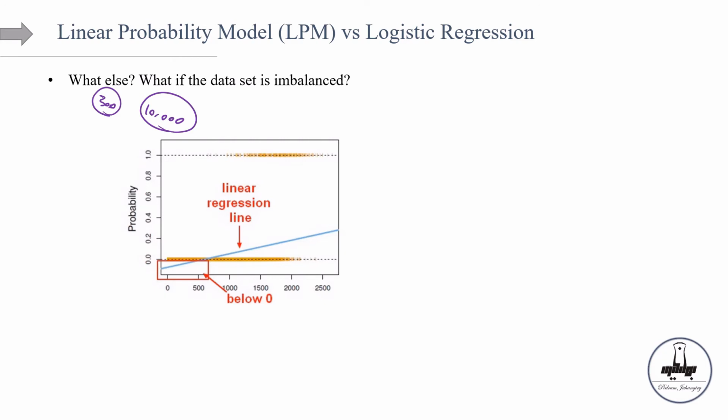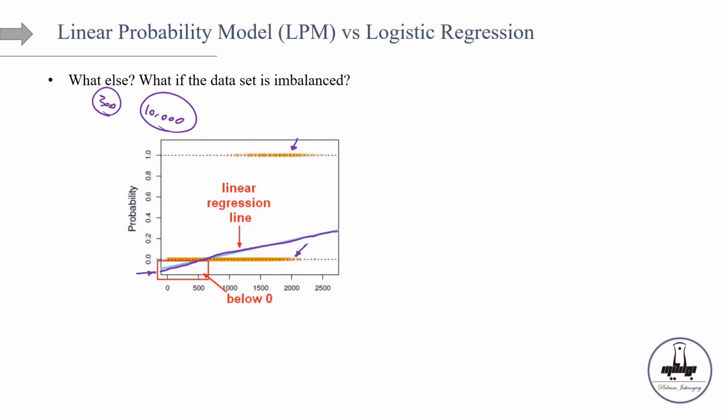As you can see, most of the observations are here, and only 300 observations are here, default, right? If this is a real data set and you use OLS, our linear probability model is going to be something like this. This is a fitted line for the linear probability model. And if that's the case, look at that. It's generating some probabilities below 0. So this is one problem.